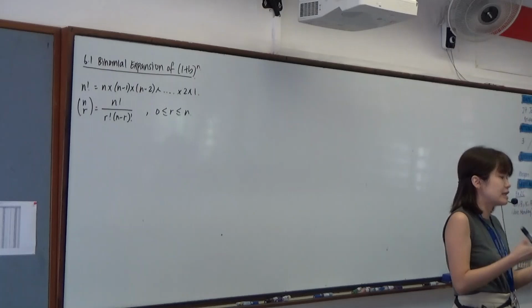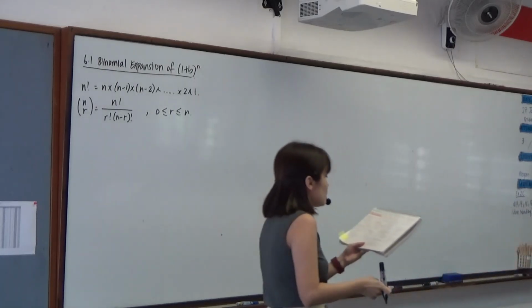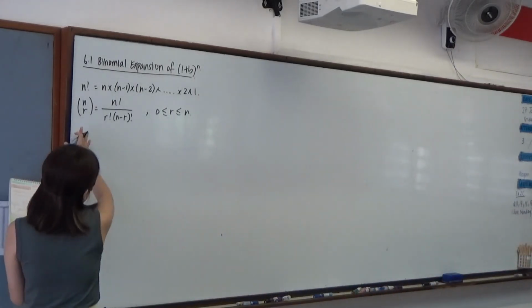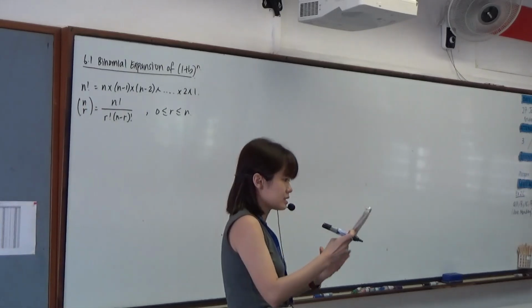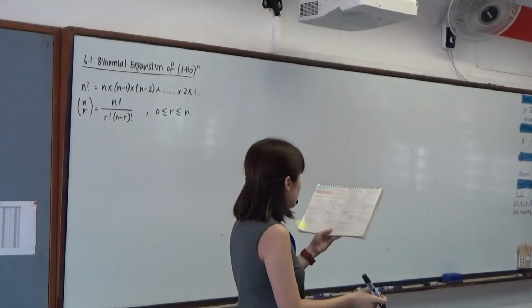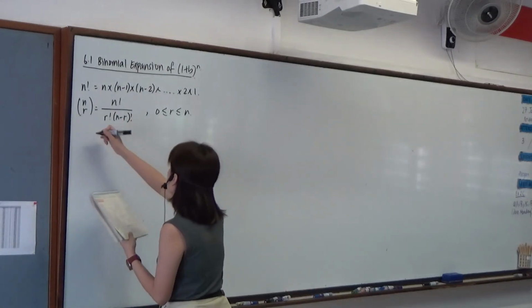We covered understanding the definition of n factorial. Then I also introduced to you what n choose r actually means. So these are numbers that we will calculate in our calculator as well. Okay, so let's take a look at try 3.